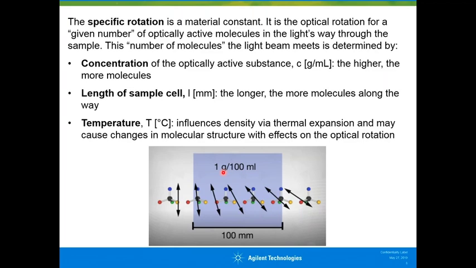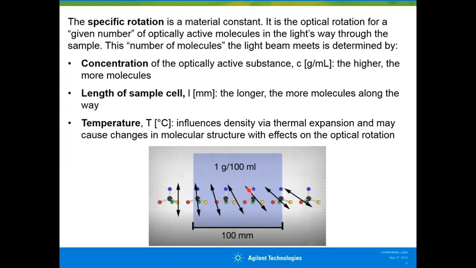Let's talk about what a specific rotation is. Optical rotation depends on the number of molecules the light beam will meet. The more the molecules, the more the light will rotate. So we define a certain sample density, for example, 1 gram per 100 ml, and the wavelength of light that passes through the sample must be known and must be constant. The optical rotation measured under these conditions is the specific rotation. We also define a fixed path length of the flow cell. So we know the concentration and we fix the path length at 100 mm.